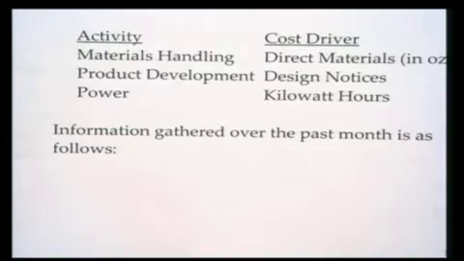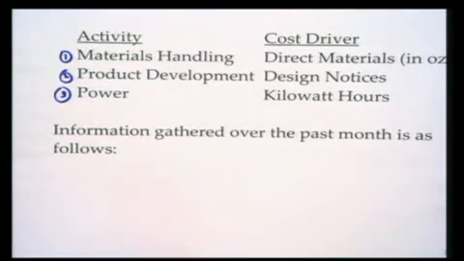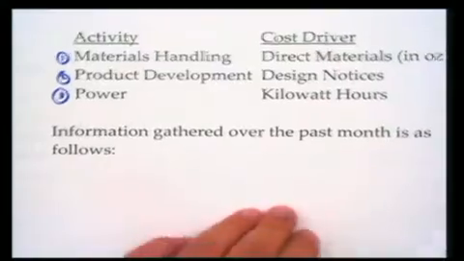So either way, let's go here now, right? We're going to line these up. We're going to say, okay, this is activity 1, this is activity 2, this is activity 3. We have materials handling, product development, and power. And I want you guys to line those up or correlate those perfectly with direct materials, design notices, and kilowatt hours, respectively. So, similar to that, we go here and we say, all right, well, we sure as heck better get the what?